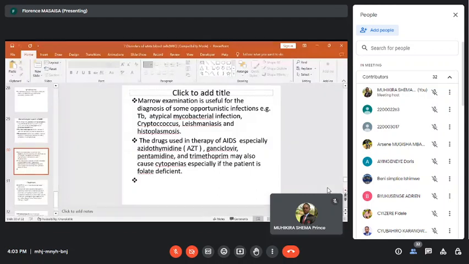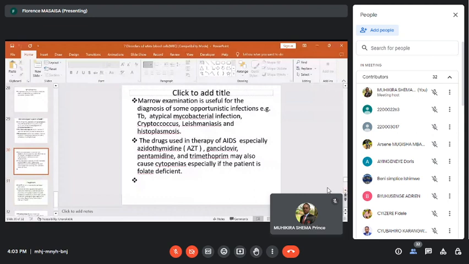But the marrow examination will help you to make the diagnosis of some opportunistic infection like TB, like atypical mycobacterial infection, and so on. But consider also in HIV, they use some antiretroviral treatments which may interfere with the metabolism of folate, like AZT, ganciclovir, trimethoprim, and so on. So those may cause folate deficiency.